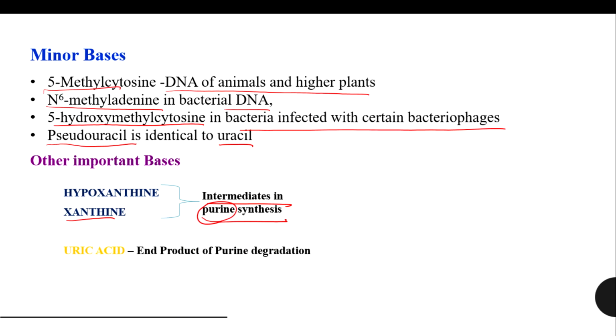Purines and pyrimidines will be synthesized in our body itself. These are the two components which are intermediates of the purines, and uric acid is an end product of purine degradation. So synthesis as well as degradation take place in the cell itself.